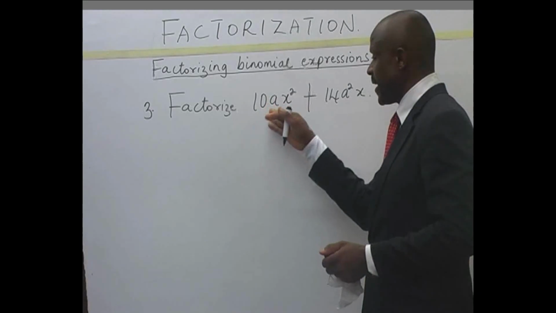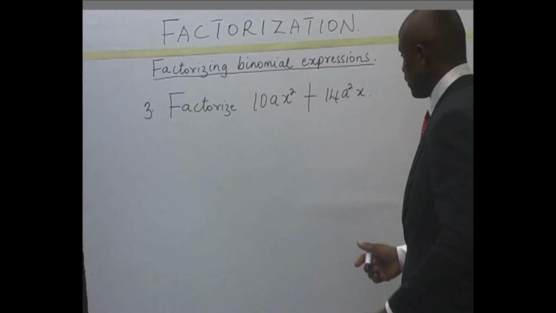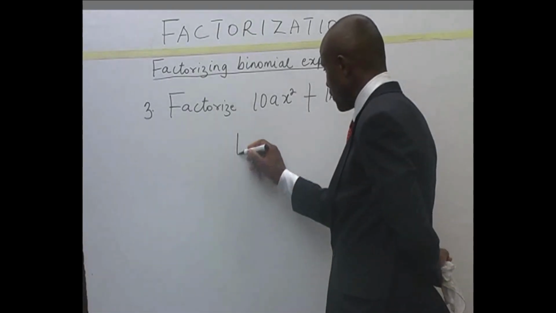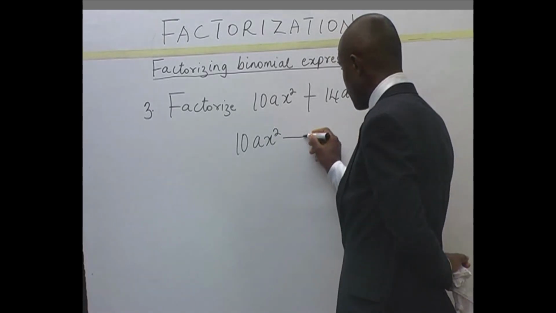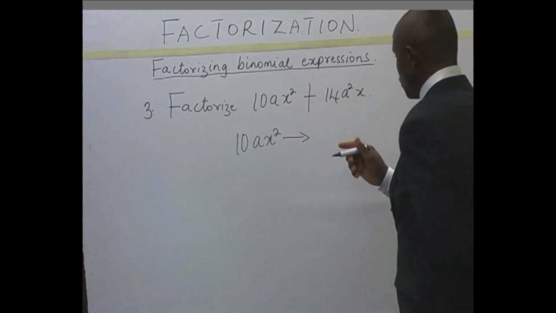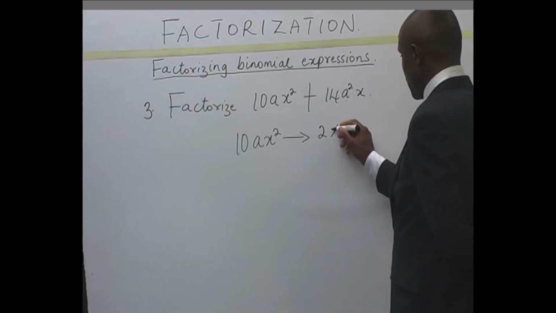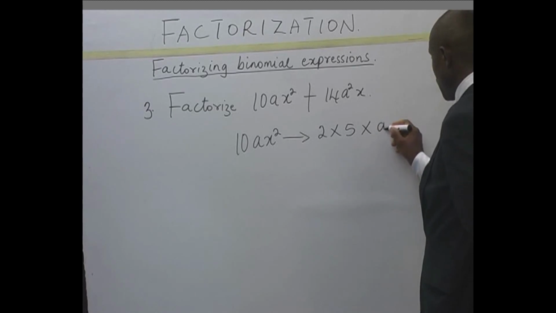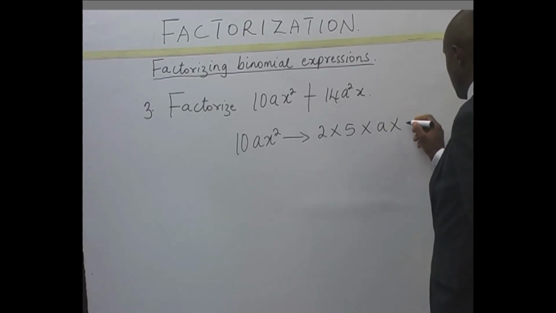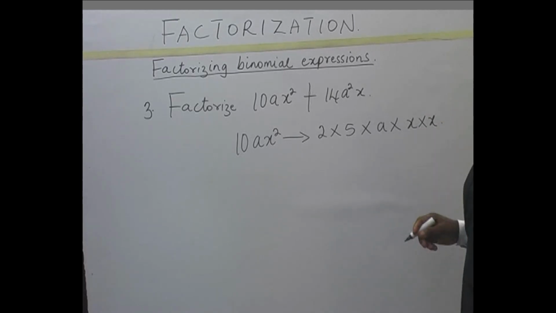Factorize 10ax squared plus 14a squared x. Split them into their factors. First of all, let's take 10ax squared. This will give us 2 times 5, splitting 10. Then times a. We have only one a there, but x squared, that is x times x.